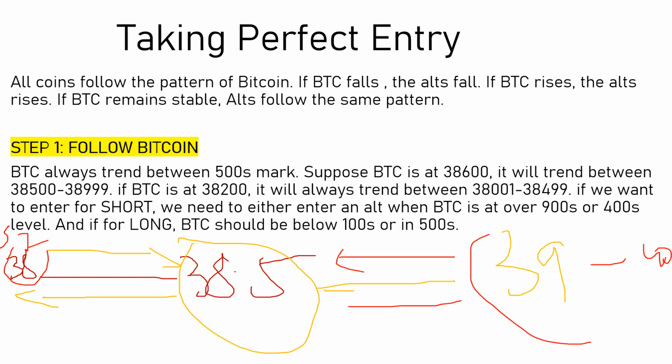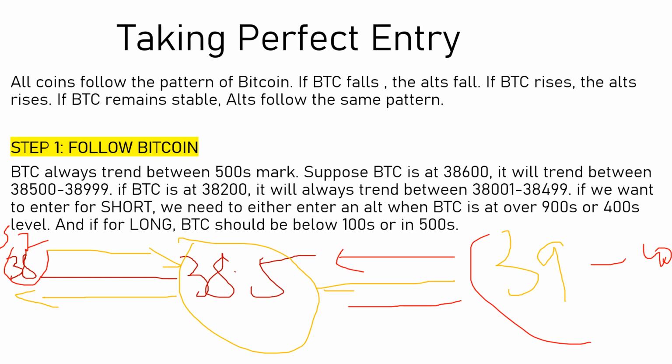Okay, when Bitcoin is going up, the alts will go up. So when you take entries, suppose it's 38,000 to 38,100. If the Bitcoin is trading that way, 38,000, 38,100, and you think it might go up, or if it is in 38,500 to 38,600, you might think it will go up. Then you go long. Okay, you entered in long.